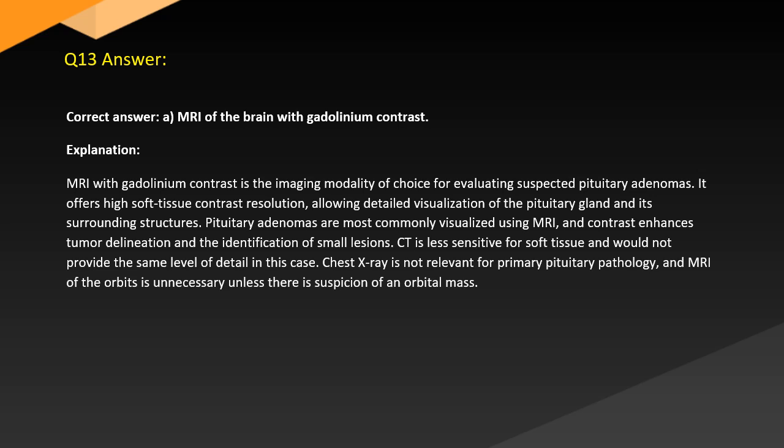CT is less sensitive for soft tissue and would not provide the same level of detail in this case. Chest X-ray is not relevant for primary pituitary pathology, and MRI of the orbits is unnecessary unless there is suspicion of an orbital mass.